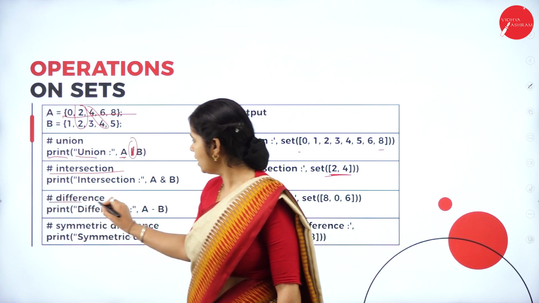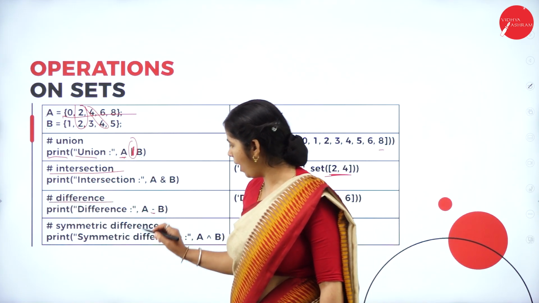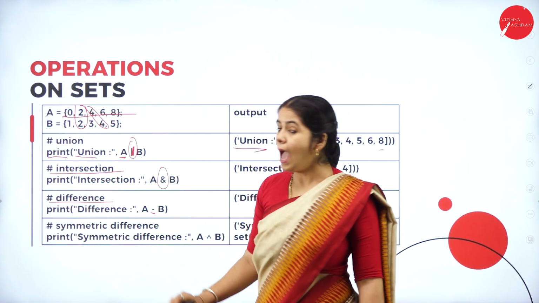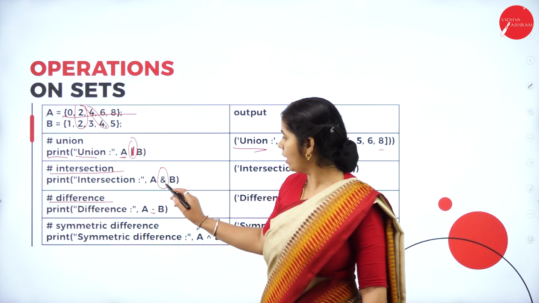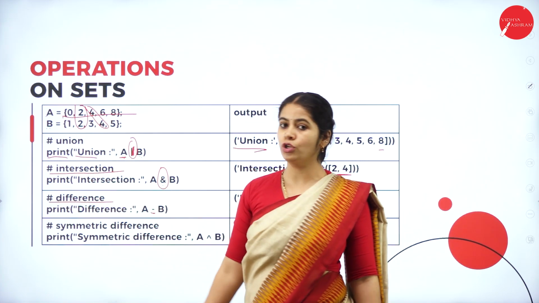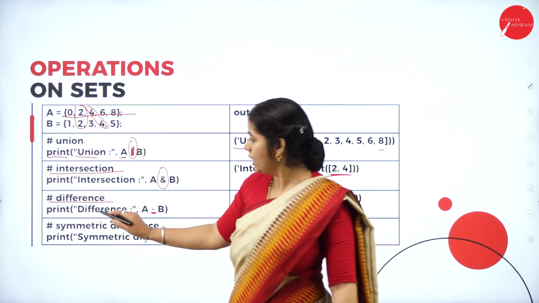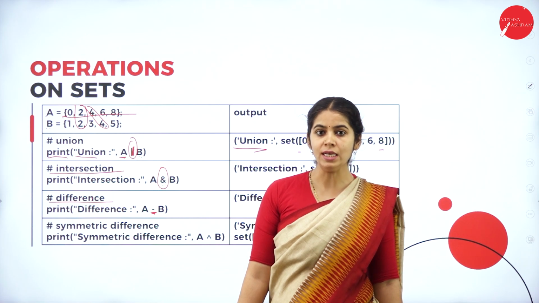Then what I have is difference. How are we representing the difference? By minus. How are we representing the intersection? By using the logical AND operator. By using the logical AND operator, we represent an intersection operation. By using the minus sign, we represent a difference operation on the sets.